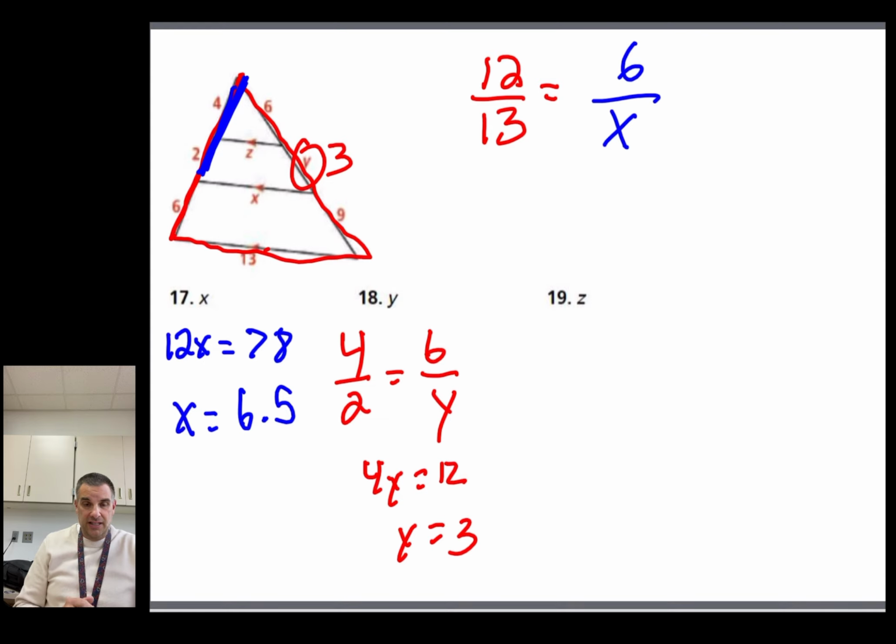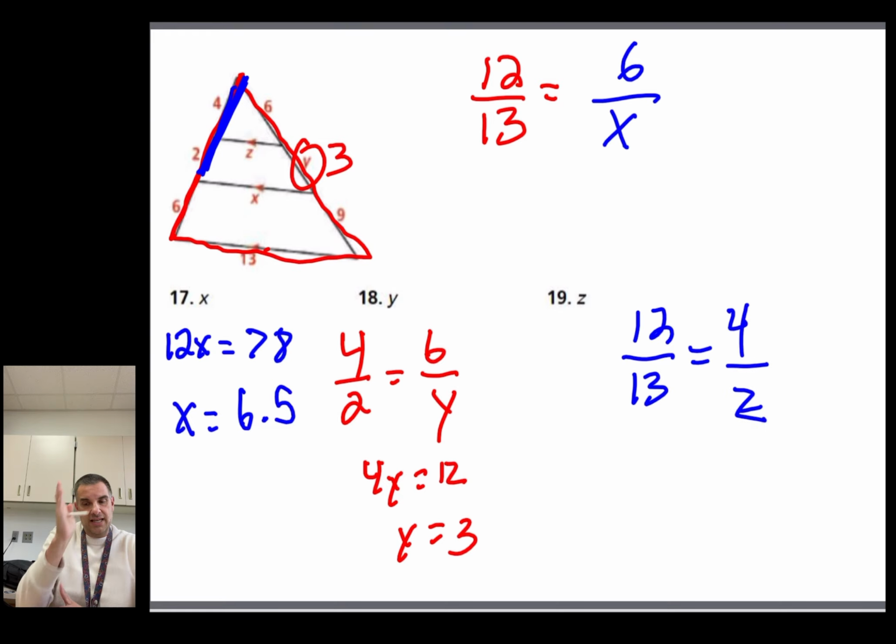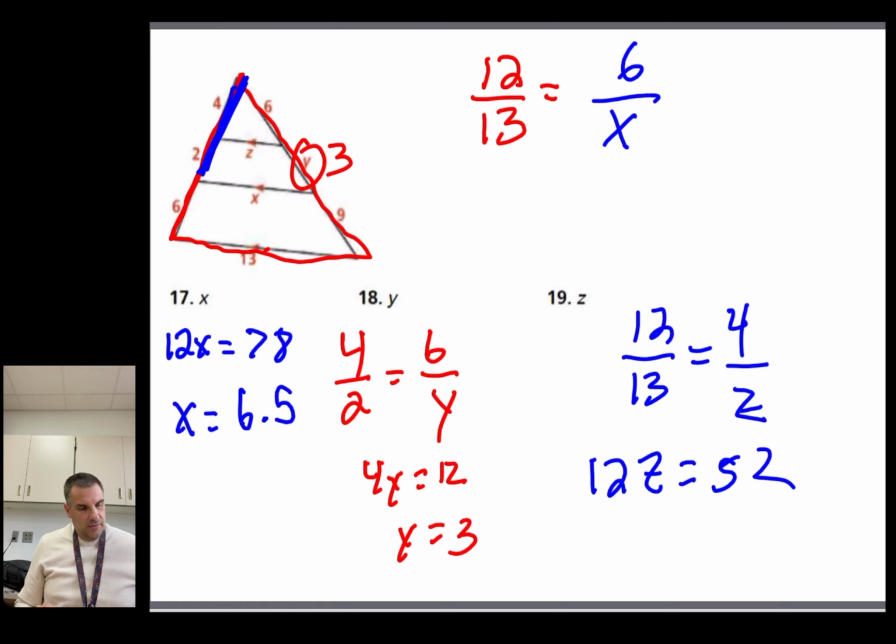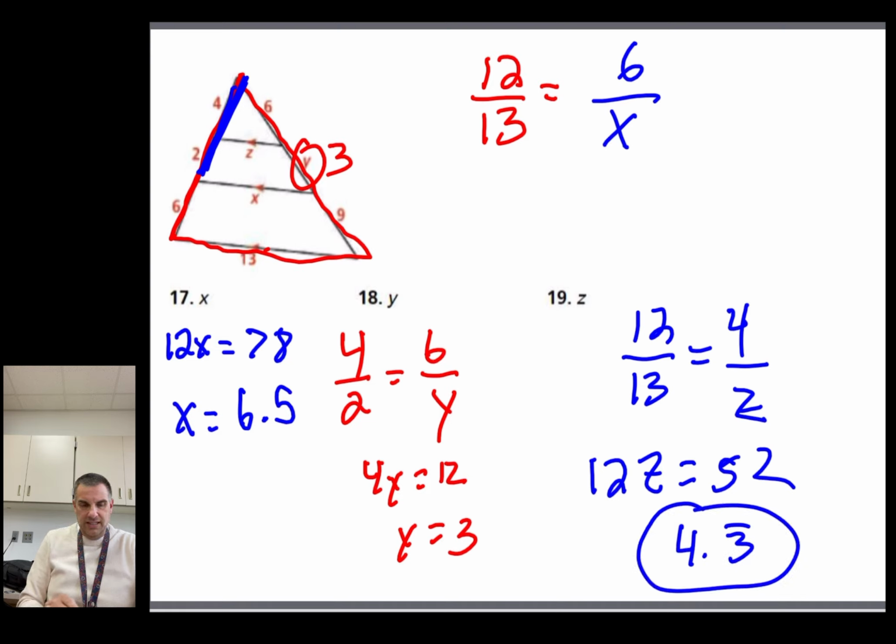Okay. Now let's find z. So with z, I'm going to use this 12 over 13 again. But now I'm going to use 4 over z because the side of that one is just 4. So that gives us 12z equals 52. 52 divided by 12 is 4.3 repeating. And that's going to be my z value.